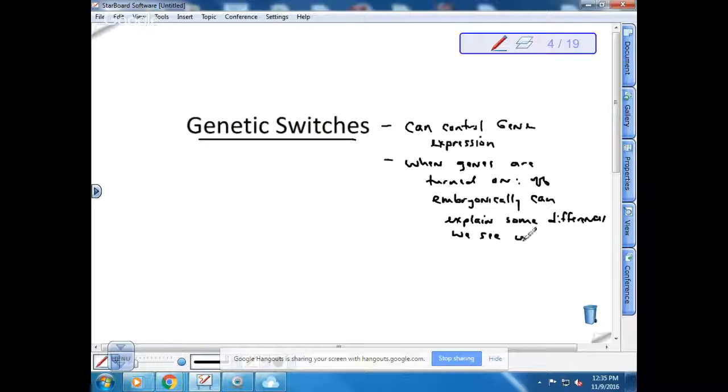And so between now and the end of the quarter, we're going to start talking about evolution and how important this variation is that we can see between species.